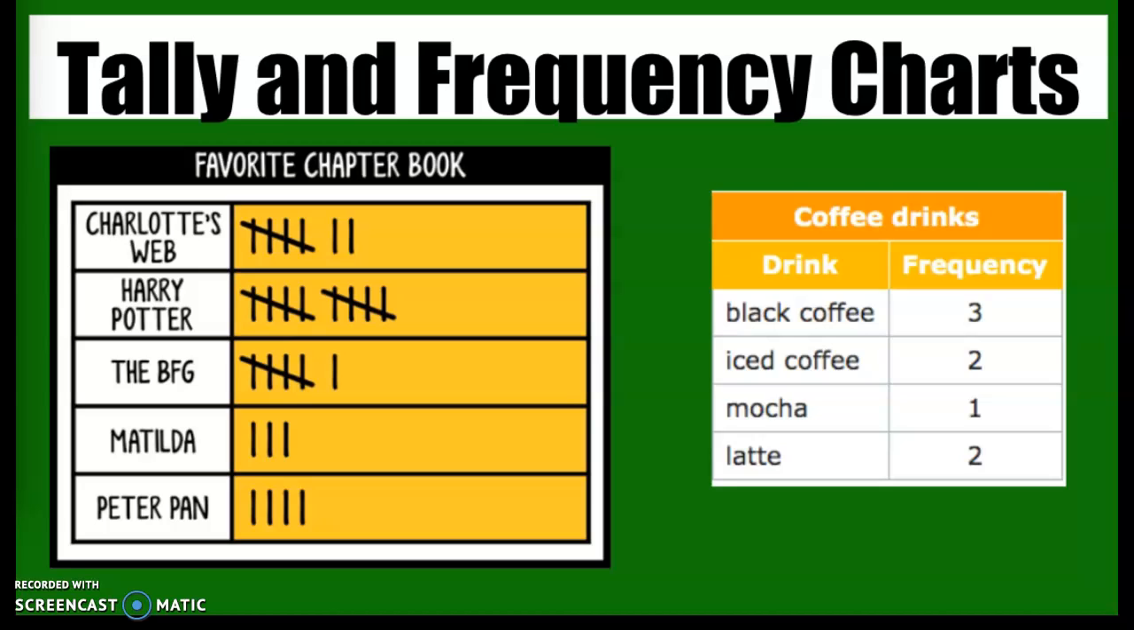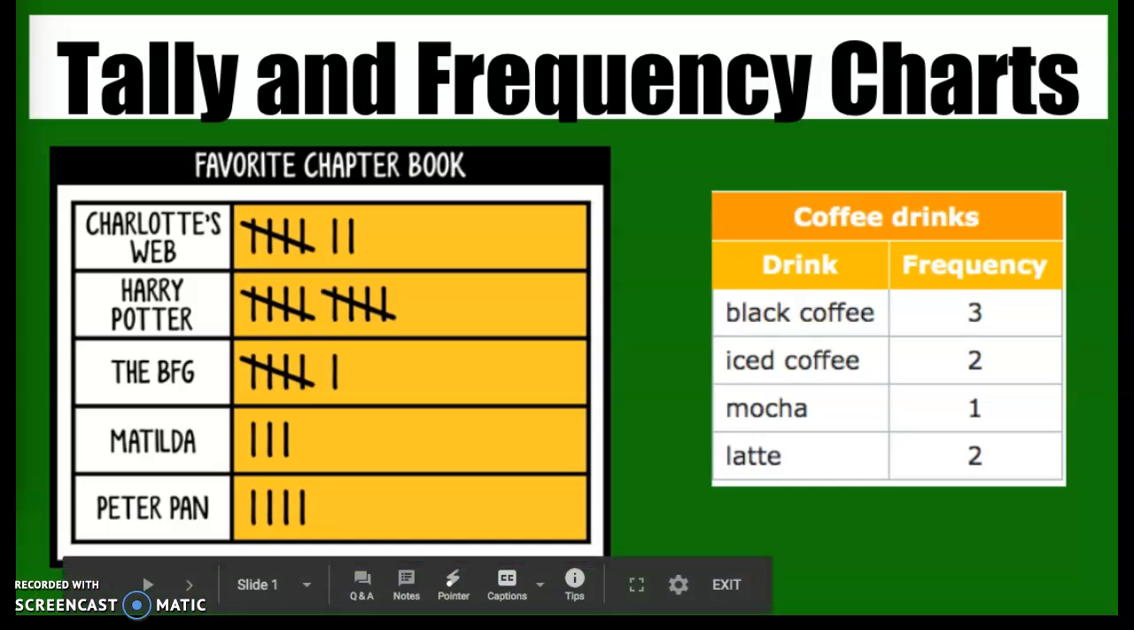And so if they surveyed everybody, what they would do is ask a student or somebody, what is your favorite chapter book? And whatever they said, let's say they said Matilda, they would make a tally mark next to Matilda. The other one is a frequency chart that is on the right.